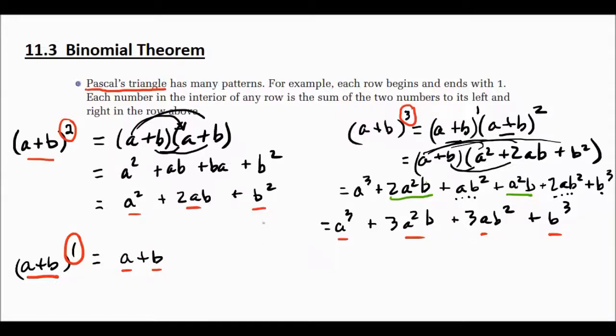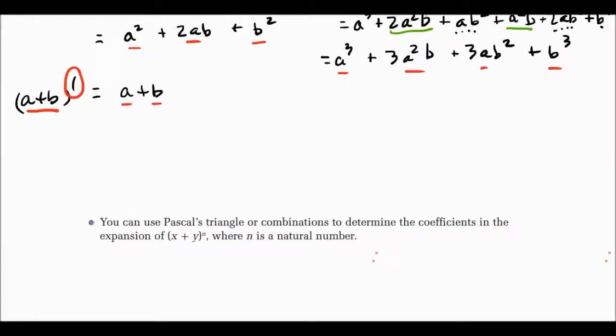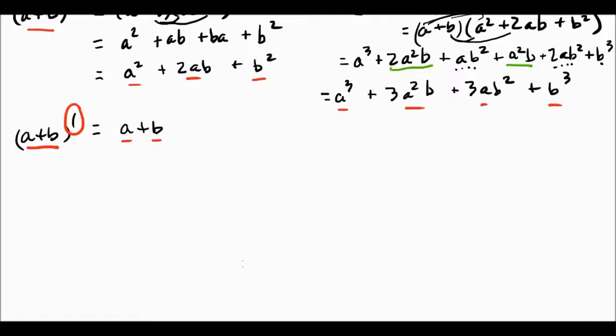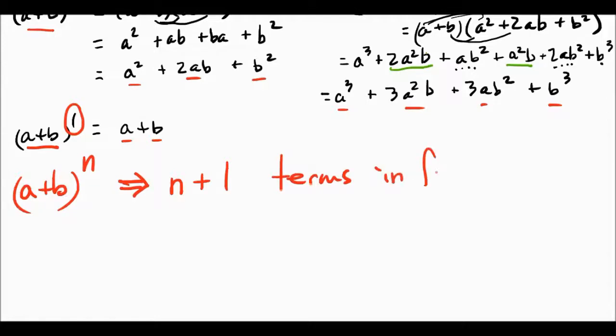Is that when we are expanding binomials, and if this exponent is n, if we have a plus b to the power of n, and we expand that, we always have n plus 1 terms in the final expansion. And of course, the expansion just means we're going to multiply it out. Okay? So that's the first.